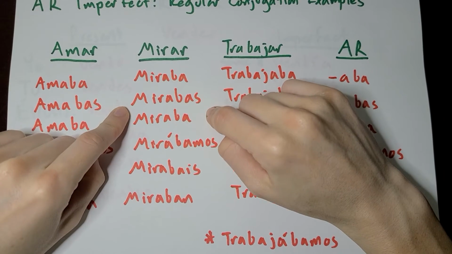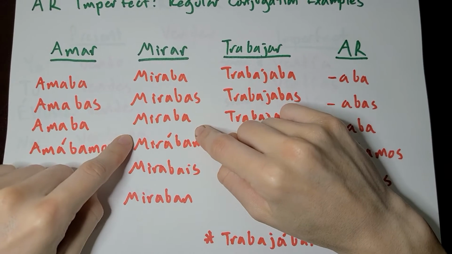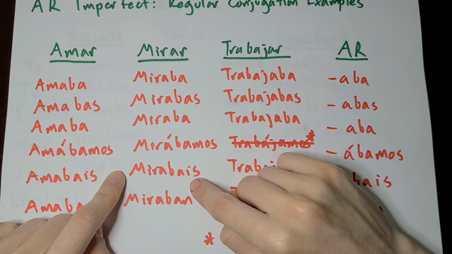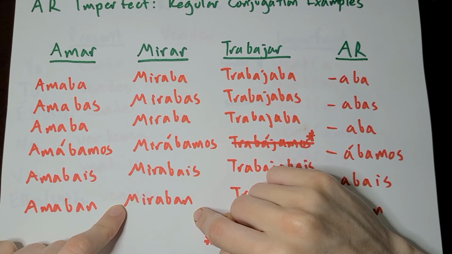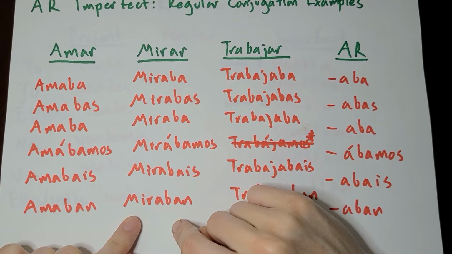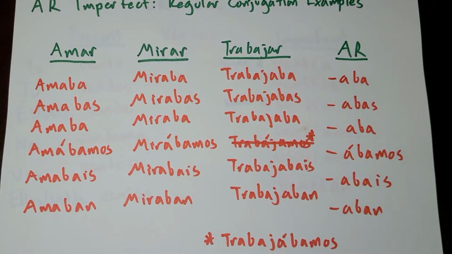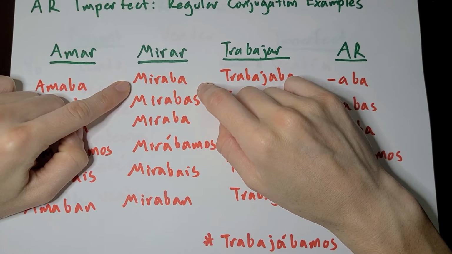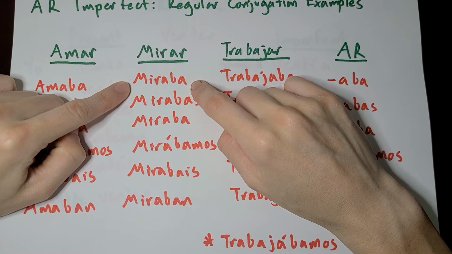Yo miraba, tú mirabas, él miraba, nosotros mirábamos, vosotros mirabais, ellos miraban. So this means like they were looking or they used to look, and which one depends on context. So you could say like she was in the club and I was watching her. Yo la miraba, I was watching her.